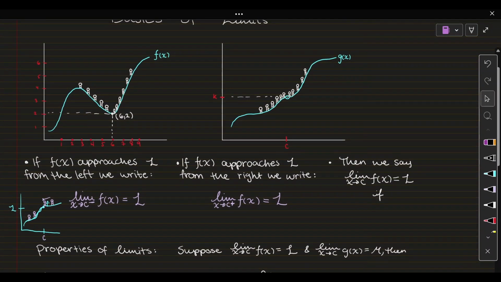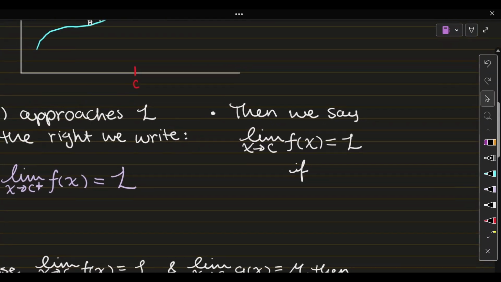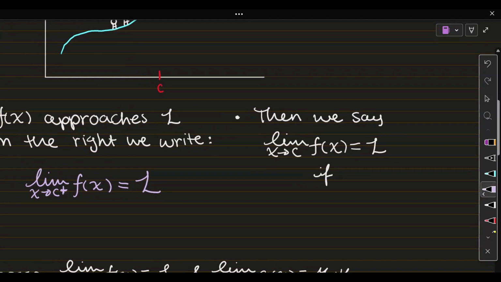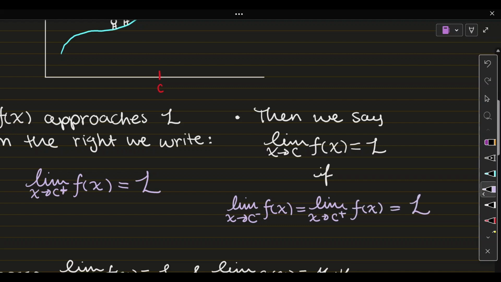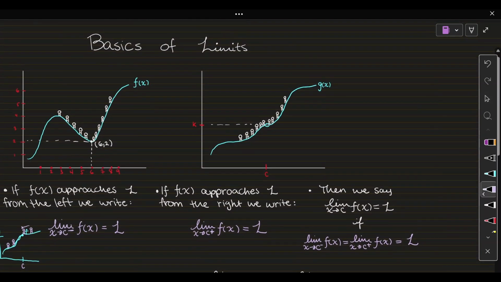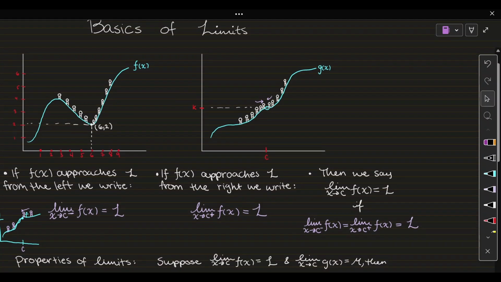And we say that the limit as x goes to c of f of x equals L if the limit from the left of f of x is equal to the limit from the right of f of x, and both of those are equal to L. So we're saying no matter how our guy approaches this point, he'll still get to the same value, in this case k. We call that a limit, so that's our idea.